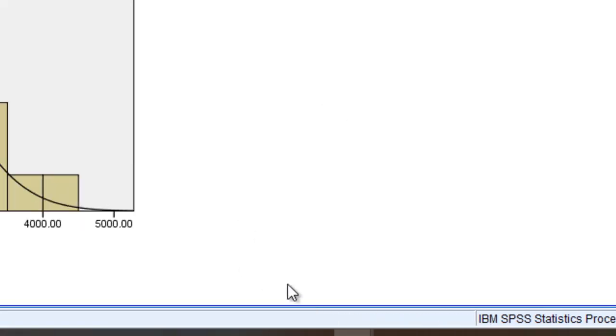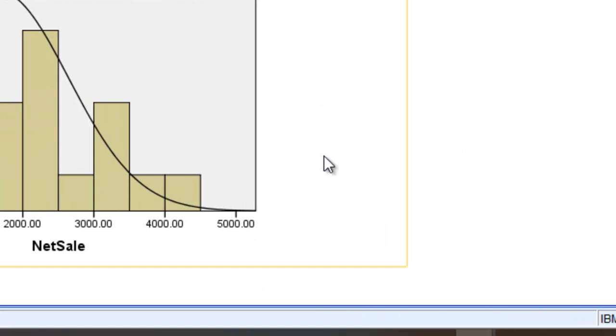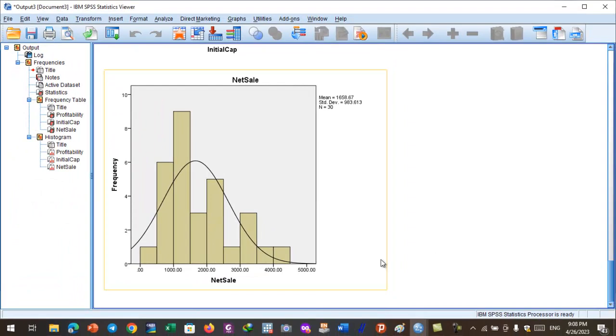Okay, and the one thing that you have to keep in mind is that there is usually not a perfect normal distribution. It is relative, and here for net sale it seems normally distributed, but it still looks negatively skewed.